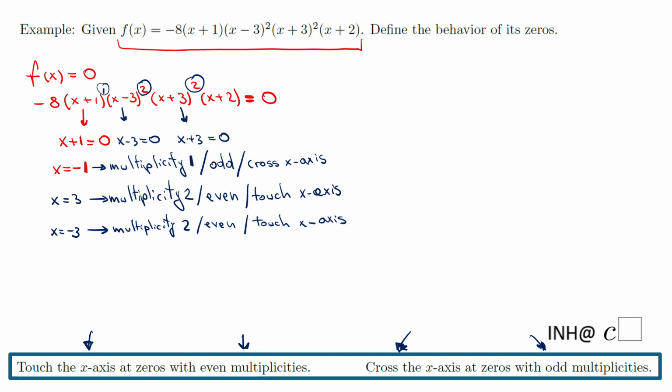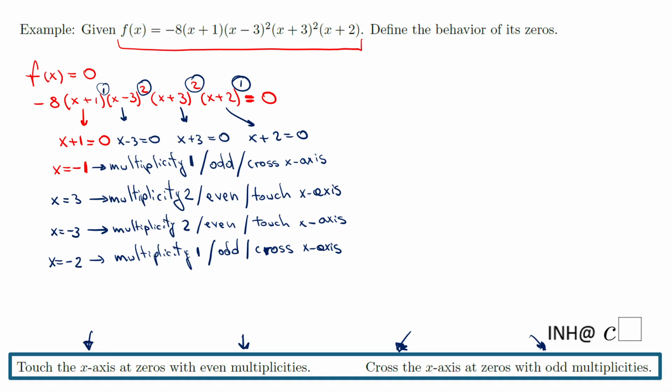And we have a last one, this x plus 2, make it equal to 0. Obviously all this math I do here on the first row can be done mentally. And we have the zero x equals negative 2. The multiplicity here is 1, right? You have that invisible 1 here. It will be an odd number, and odd multiplicity means cross the x-axis.